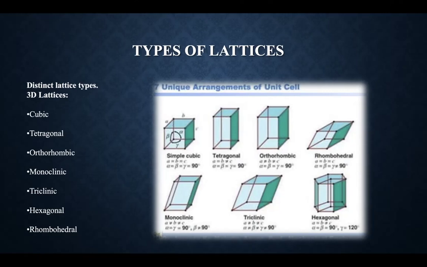And the angles alpha and gamma are equal to 90 degrees, whereas beta is not equal to 90 degrees. In triclinic, A is not equal to B and B is not equal to C, and the angles alpha, beta, gamma are not equal to each other. Whereas in hexagonal, A is equal to B, but B is not equal to C. Whereas the angles alpha and beta are 90 degrees, but gamma is 120 degrees.